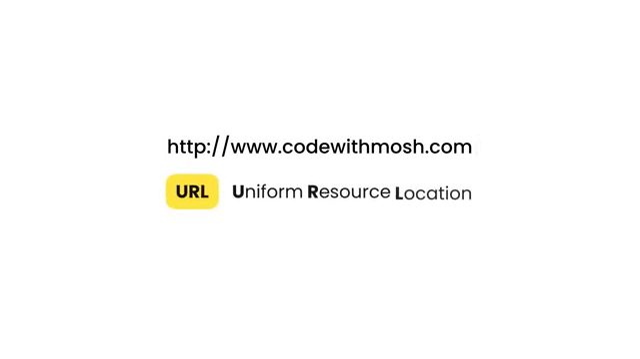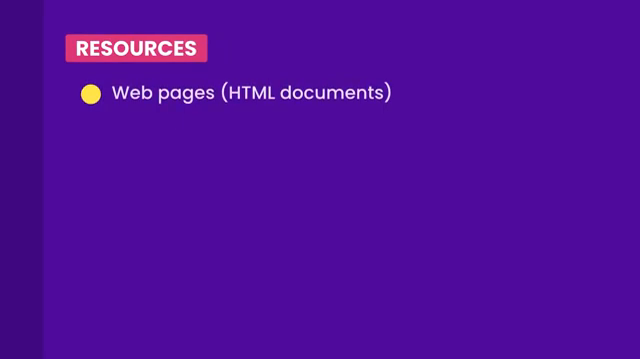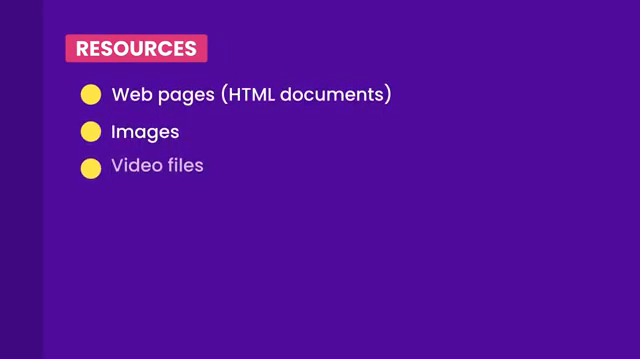Now, this address that we have in the browser address bar is called a URL, which is short for Uniform Resource Locator. Basically, it's a way to locate a resource on the internet. Resources can be web pages, also called HTML documents. They can be images, video files, fonts, and so on. So we type the URL of a website and hit enter.